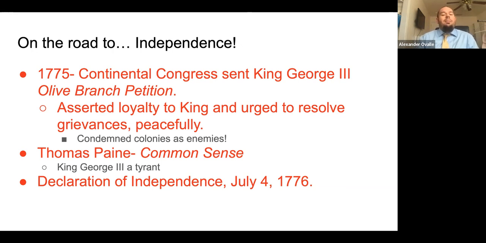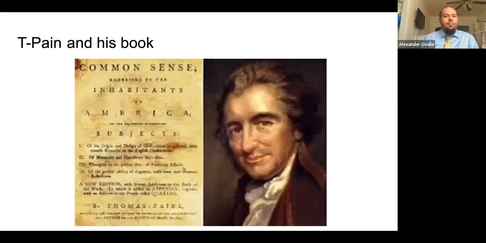Later on, you have Thomas Paine. He's going to write a book called Common Sense. He's going to label King George III as a tyrant, abusing the natural rights of the colonists. And later on, all the colonists are going to gather, the Continental Congress. They're going to come up with something called the Declaration of Independence. I don't know if you heard about it. Pretty big idea. And it goes public July 4th, 1776. Here's T. Paine and his book, Common Sense.